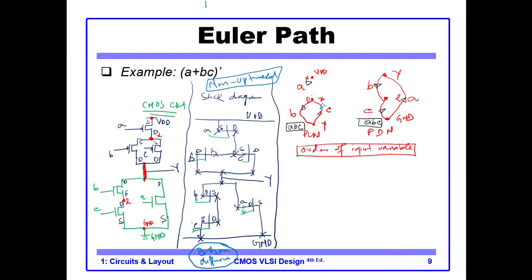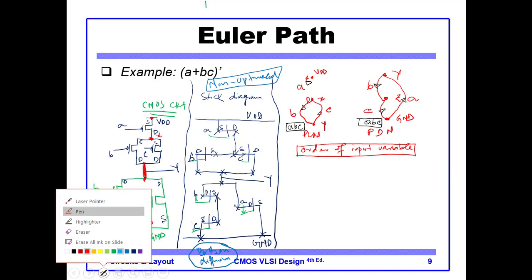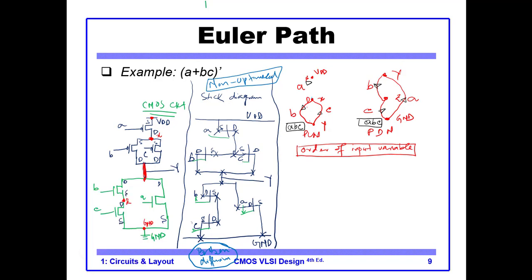Okay, but let me redraw this in red again. This was our transistor A. Let me switch back to this one. Let's say I go from C to B, and then go to A. Okay, so this is okay.